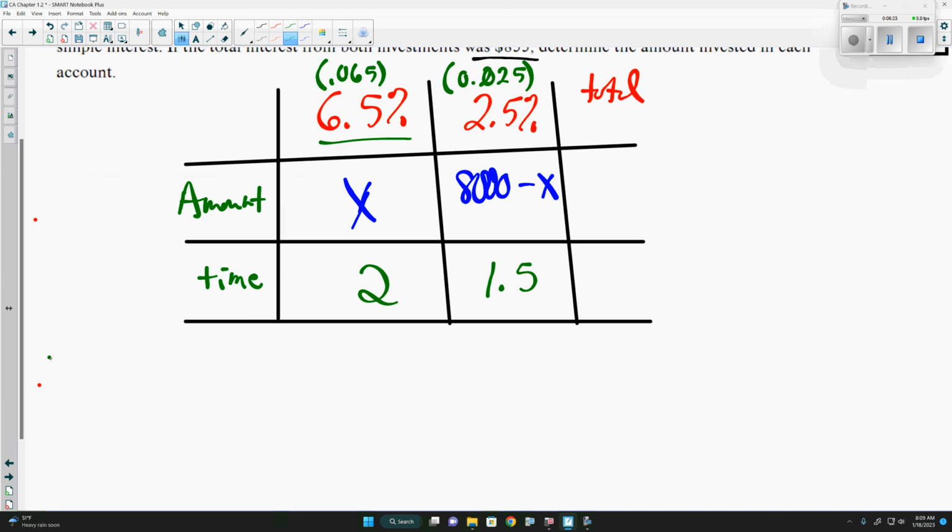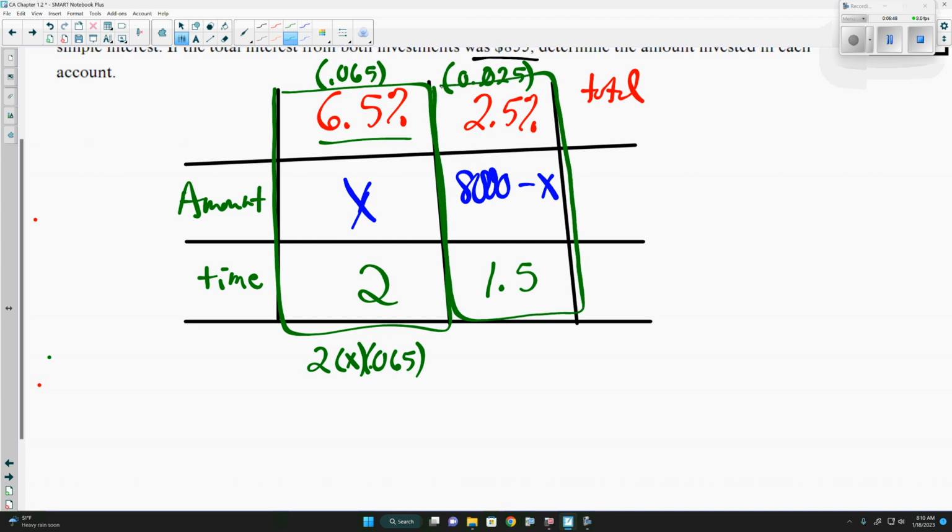Now really, if we multiply this all together, we will get the amount that he would earn given X amount of dollars. So we can think of this as being all multiplied together: 2 times X times 0.065. And we can do the same thing for our other one here. So we have 1.5 times 8,000 minus X, not 800, times 0.025.